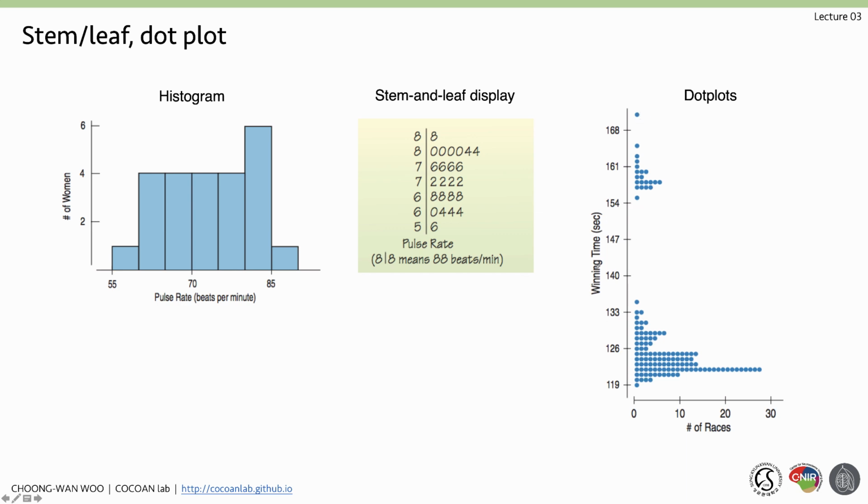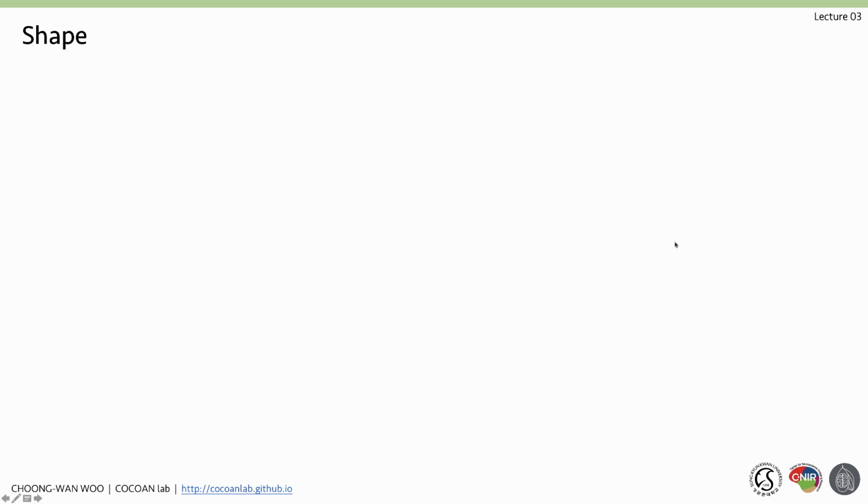Now you can see the dot plots. This is other data, winning time and number of races, and you can see the numbers. It's similar to a histogram, but a little more detailed. And this is another dot plot. So there are many different types of data visualization to show these numbers.